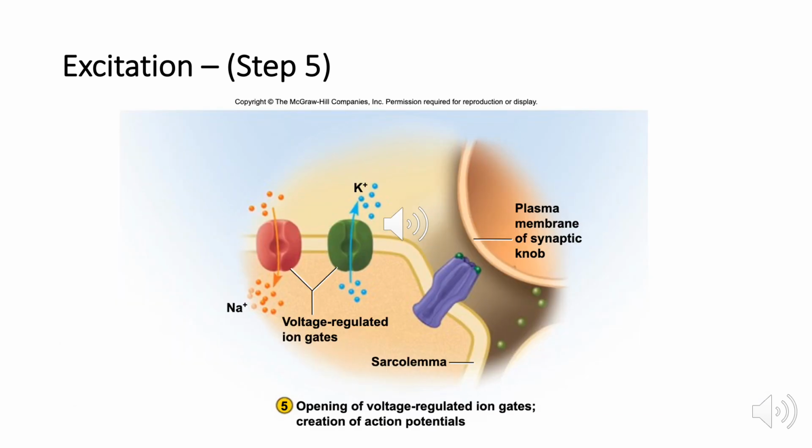Areas of sarcolemma next to the end plate have voltage-gated ion channels that open in response to the end plate potential. Some of these are specific for sodium ions and admit them to the cell, while others are specific for potassium ions and allow them to leave. These ion movements create an action potential, which means the muscle fiber is now excited. Now we'll move on to the next phase in the process, which is excitation-contraction coupling.